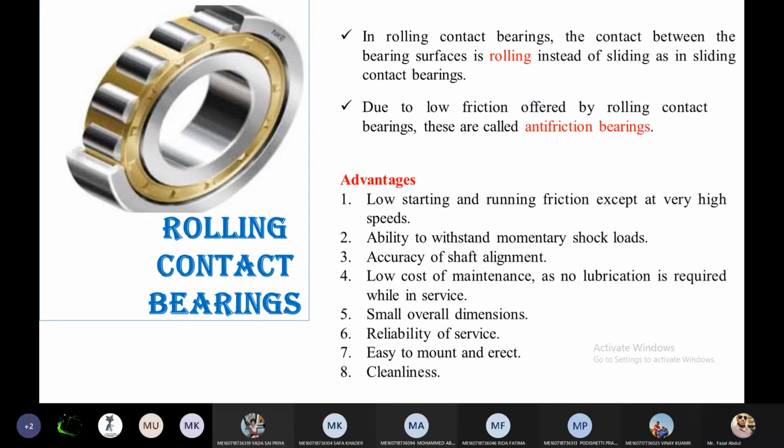Instead of sliding between them, one rolling action exists here, such that the name is given as a rolling contact bearing. If you observe in the previous sliding contact bearing, there is a loss of heat and loss of power due to overcoming the frictional resistance between the contact surfaces, isn't it? Here that is not happening, because balls or rollers are inserted between the two contact surfaces.